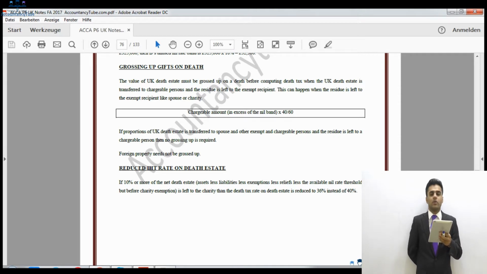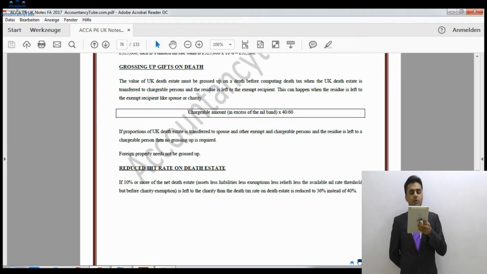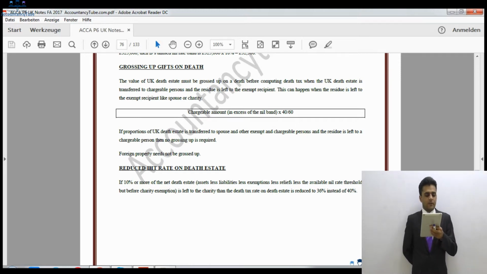Now in that case, grossing up is not needed, right? Grossing up is not needed in that case. Now after that it says foreign property needs not be grossed up, so foreign property also does not need to be grossed up. Then after that, a reduced IHT rate on death estate.